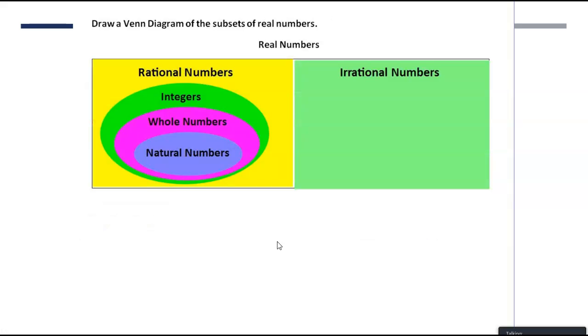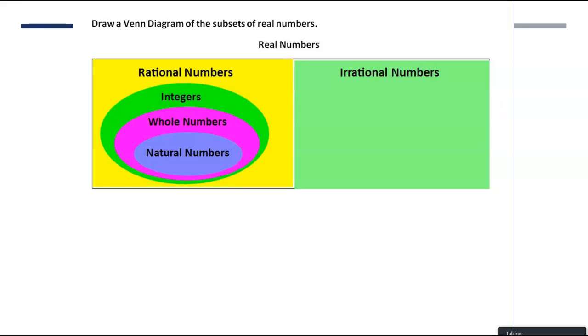Circles, yours are squares. They still work the same. Mine are circles, yours are squares. But basically, we want to start with looking at two things. The real number system is divided into two parts. Maybe not as equally as mine is divided, but it is divided into irrationals and rationals.